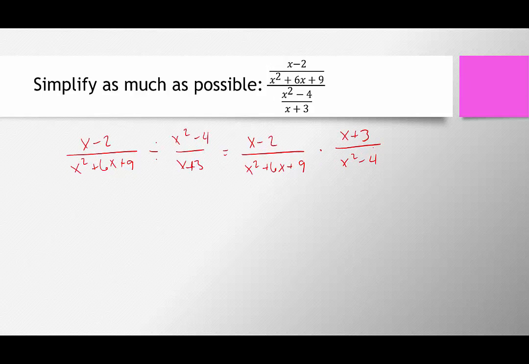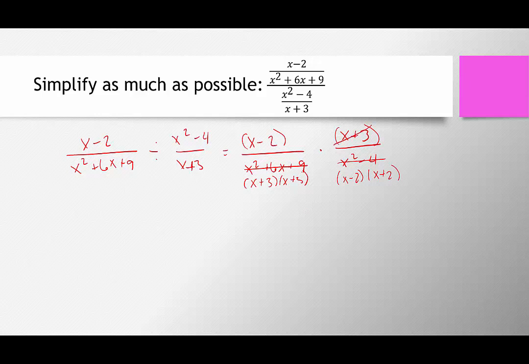And at this point, I might want to factor what I can factor. So x minus 2 is its own factor, and x plus 3 is its own factor. X squared plus 6x plus 9, that's going to factor into x plus 3 times x plus 3. That's a perfect square trinomial. And x squared minus 4 will factor into x minus 2 times x plus 2.